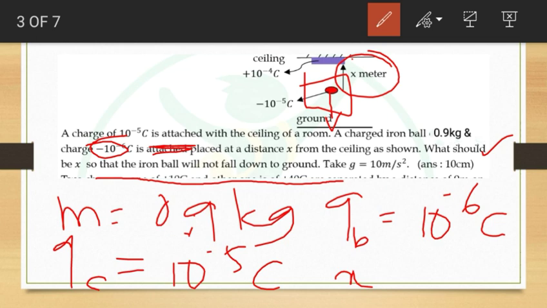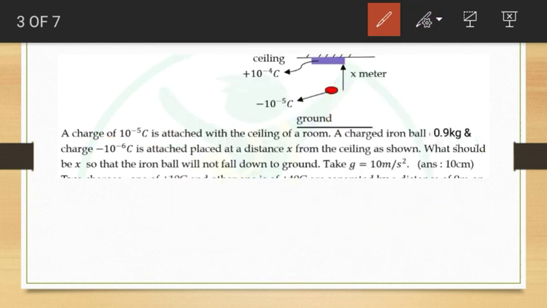So think a little bit, then what could be done to solve these questions. You have to find this distance at which the ball will either not fall down or not move upward. It will stay as such in the air. It does not move anywhere. So how can you find this answer?